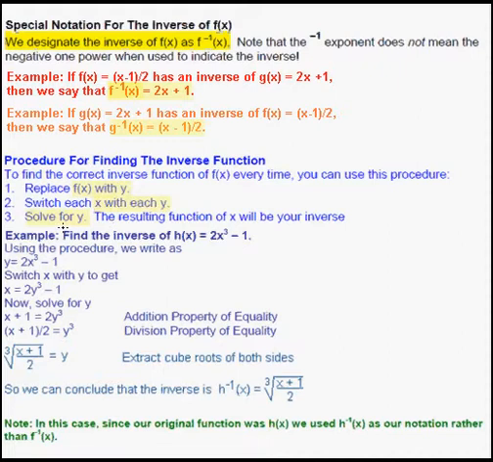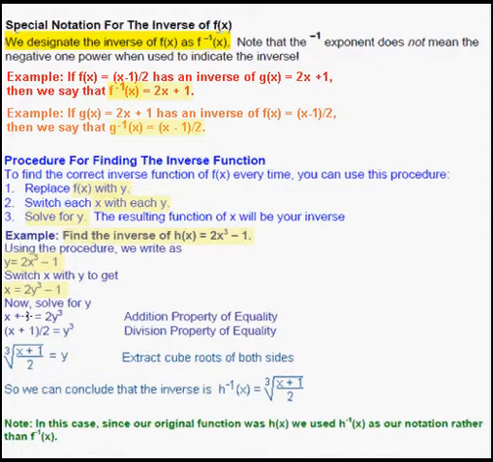Find the inverse of h of x equals 2x cubed minus 1. Our first step here is to take the h of x out and just put in y. So we have y equals 2x cubed minus 1. Now, after you do that, switch each x with each y. So we get x equals 2y cubed minus 1. And then what we do is solve for y.